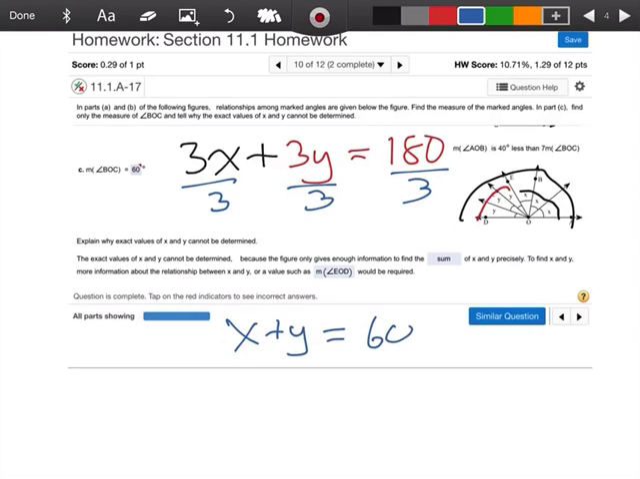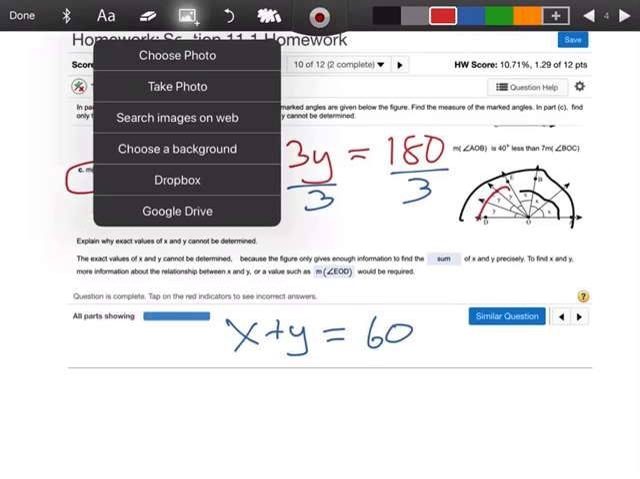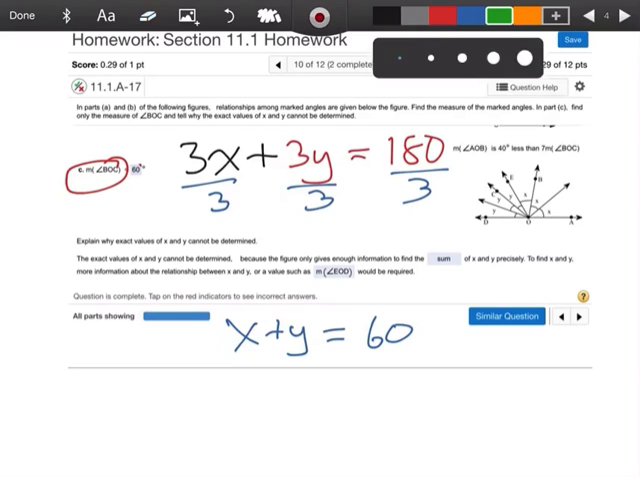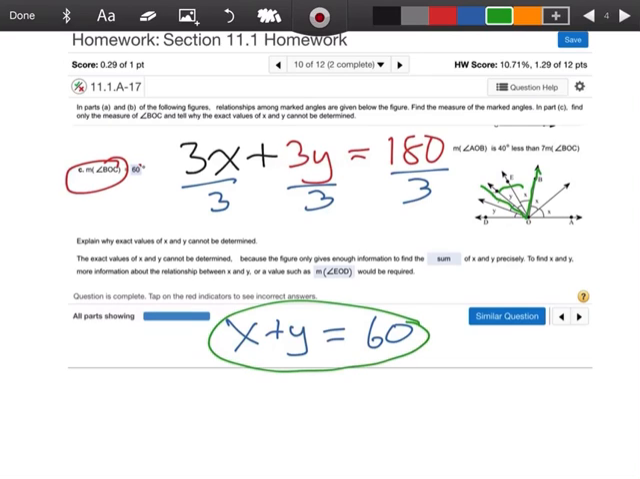Now, I want to point something out. They're asking me here, can we find the measure of angle BOC? Let me get the eraser here. Let's look at the measure of angle BOC. So here's B, there's O, and there's C. Look at what those two angles are. Isn't it X and Y added together? So angle BOC is X and Y added together, and when we did that, we came up with 60.